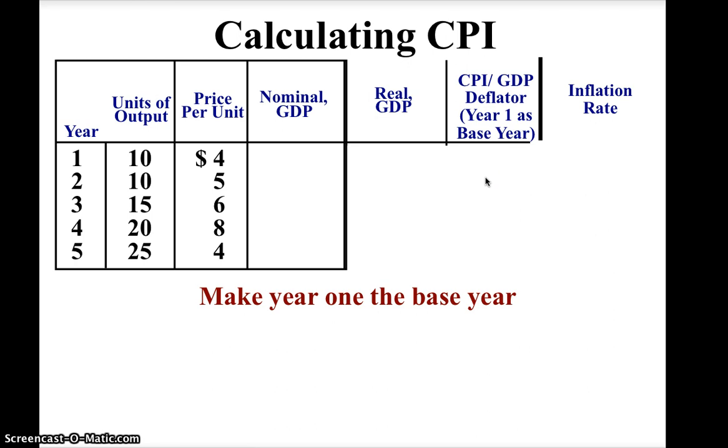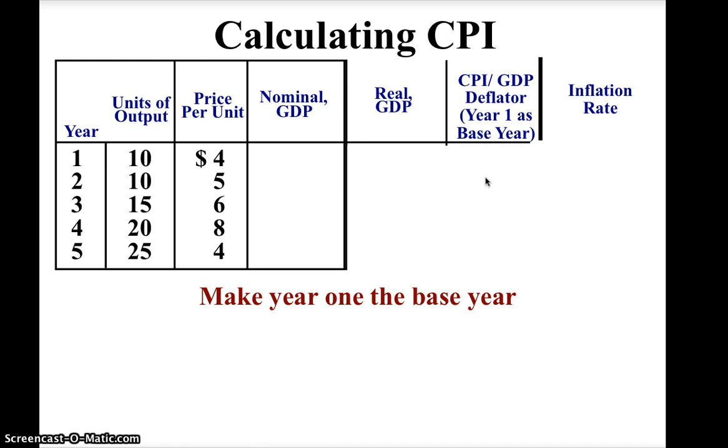And the equations are basically exactly the same. It's the current year over the base year times 100. And so that's nominal GDP over real GDP times 100, right? So let's check out what's happening, and you'll see how the CPI and the GDP deflator are very, very similar.